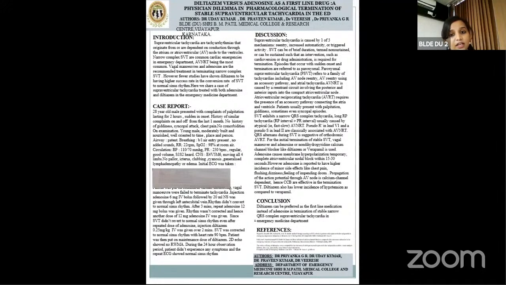wherein an accessory pathway will be present connecting the atria and the ventricle, bypassing the AV node. AVNRT is caused by a re-entry circuit involving the posterior and the anterior inputs in the compact AV node. AVRT requires the presence of an accessory pathway, as mentioned earlier. The symptoms usually are palpitation. Sometimes they might have giddiness and even syncopal episodes.